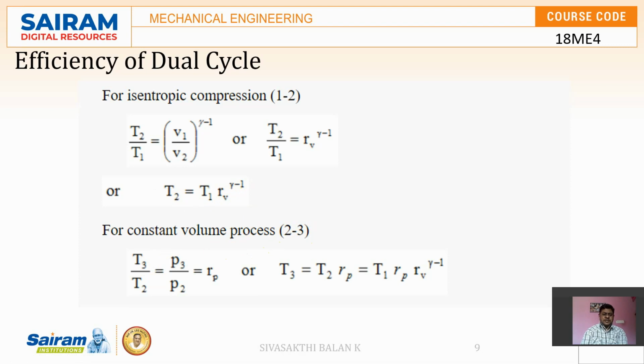So, we can easily relate T3 by T2 is equal to P3 by P2, that is nothing but the pressure ratio. So, from this we can calculate T3 as T2 into pressure ratio, and we know that T2 is in terms of T1. So, T2 we can replace by T1. Our intention is to express all the temperatures with respect to the initial temperature, so that if we know the initial temperature of the system, we can easily find out the entire efficiency.